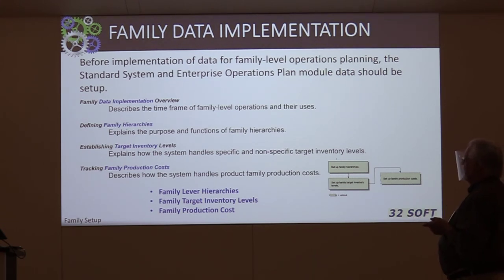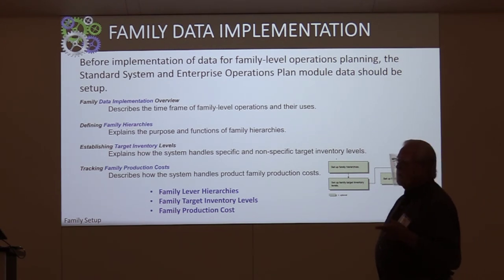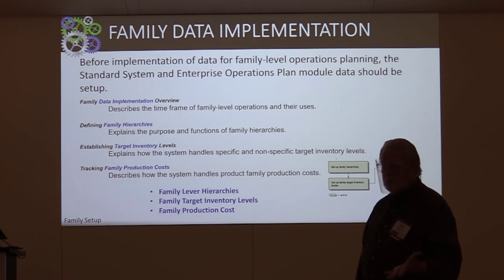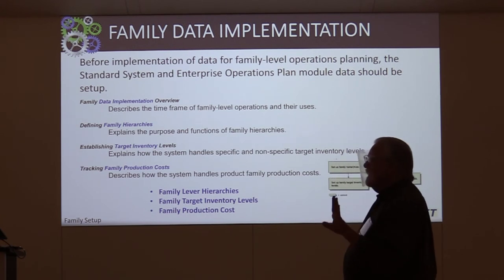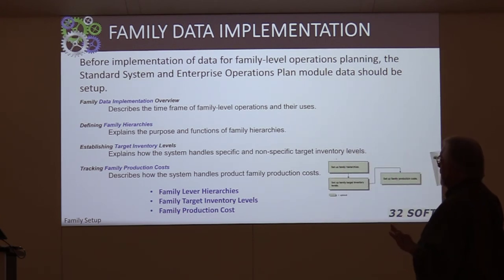So you've got your family data implementation, then you define your hierarchies, and then here is the key. This is your target inventory level. MRP runs off of a sales forecast. Sales and operations planning runs off of a target inventory level. You can also track family production costs in that family update.